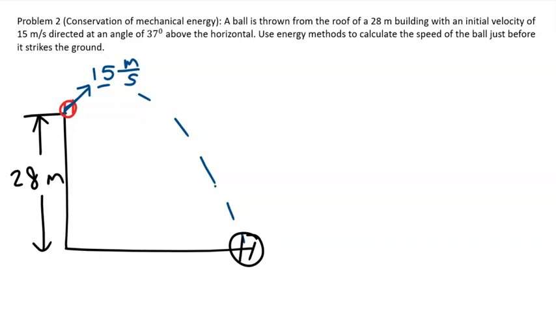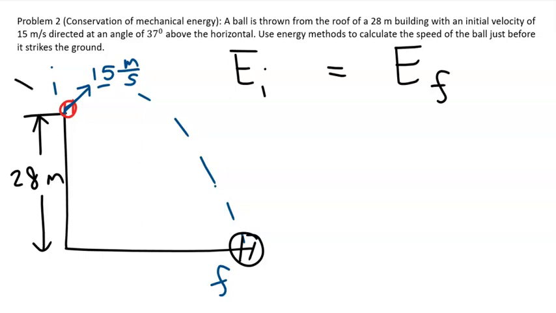Now remember, when you're using conservation of mechanical energy, you must identify the initial point and the final point. So the final point is, of course, when it hits the ground. The initial point is the roof. So we write the conservation of mechanical energy like this. The initial mechanical energy equals the final mechanical energy. At this initial point, of course, it's moving with 15 meters per second, so certainly it has some kinetic energy at the initial location.